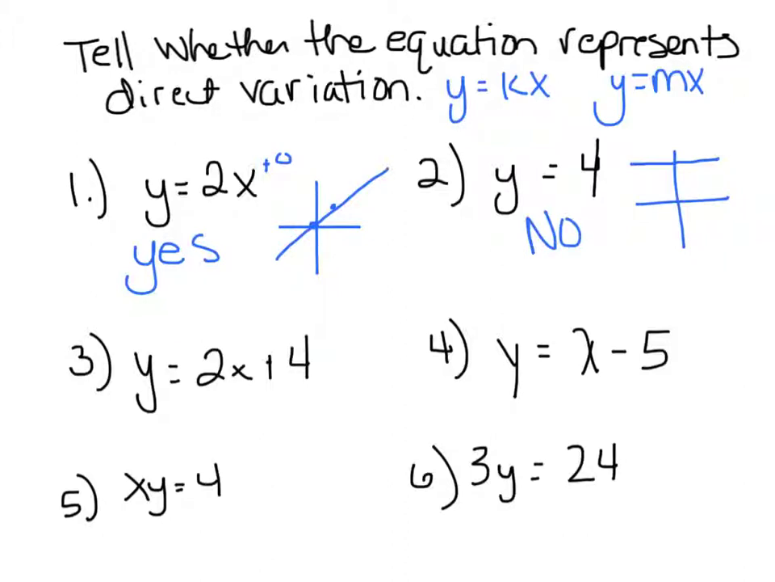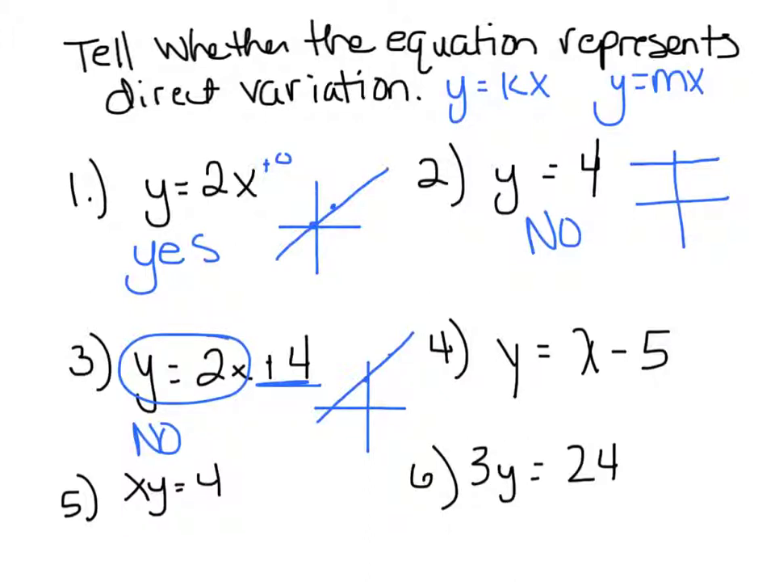My next one, y is equal to 2x plus 4. Well, I've got this part of it, but I've got this plus 4, and that plus 4 is going to have it go through the y-intercept at the 4. And so this is going to be no. It's going to be a straight line. But remember, if I were to graph this, I'd go up 4, and then I have a slope of up 2 over 2. And so I've got that straight line, but since it doesn't go through the origin, it is no.